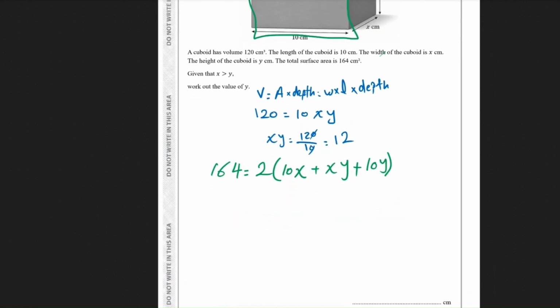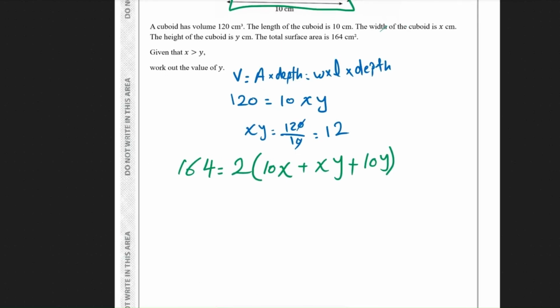Now we can simplify this one. How to simplify? I have 2 in front of the bracket, which means times bracket. Bring 2 over to the other side. If it's 2 times bracket, bring it as a divide. So we can say 164 divided by 2 would be 82 equals 10x plus 10y plus xy. And why did I skip xy? Because we have the value of xy here. Can you see this one? xy equals 12, isn't it? So instead, we say plus 12.